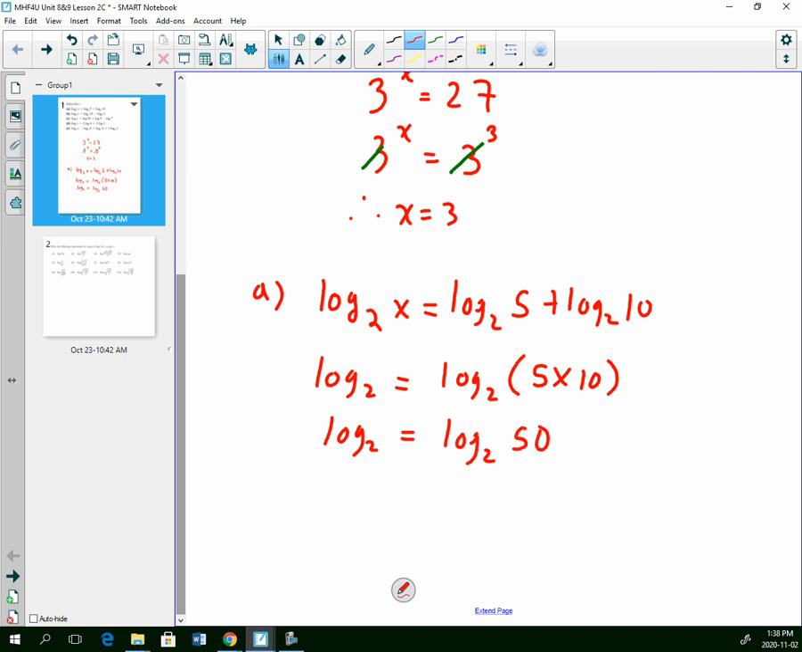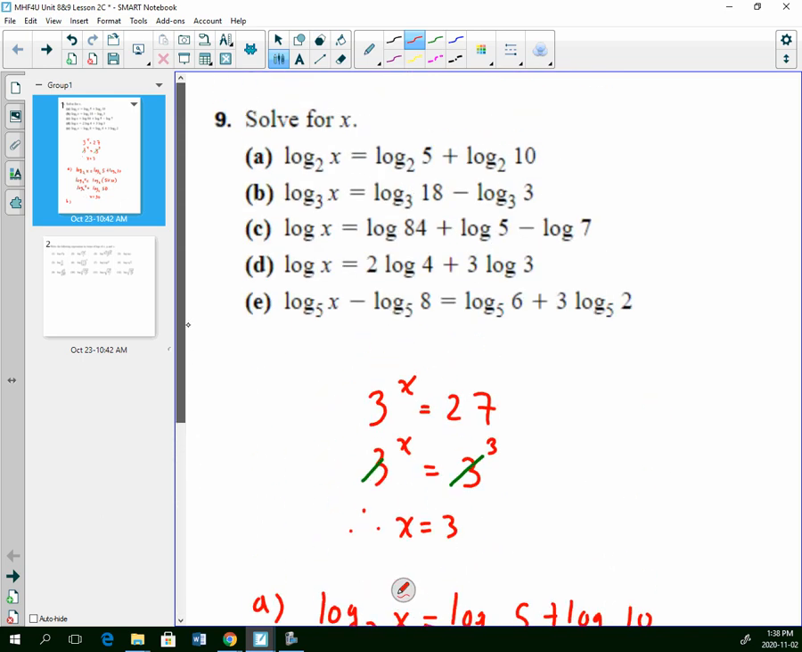So now we have, oh, I'm missing my x here. Now we have 1 log base 2 on the left. We have log base 2 on the right. Therefore, x must equal 50 for those two logs to be equal. Okay, so it's exactly the same as exponential functions. Once you have the same base, you can ignore the log part and just look at the argument.